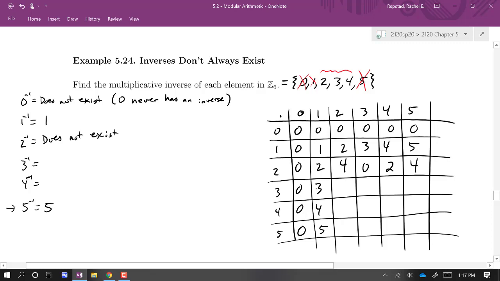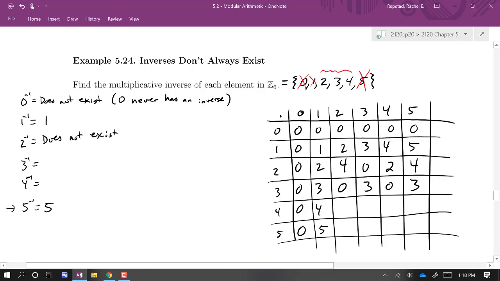Let's do the 3 row. 3 times 2 is 6, which is 0. 3 times 3 is 9, which is 3. 3 times 4 is 12, that's a multiple of 6, which means that's 0. 3 times 5 is 15. 15 is 3 more than 12, so this is 3 mod 6.